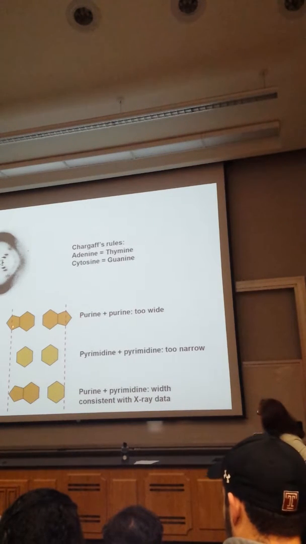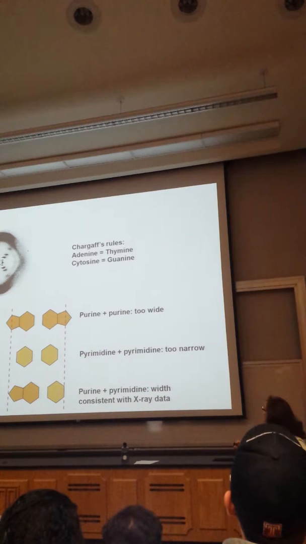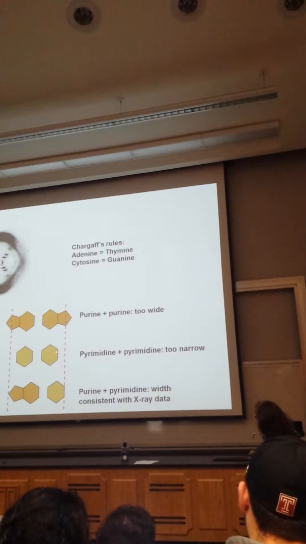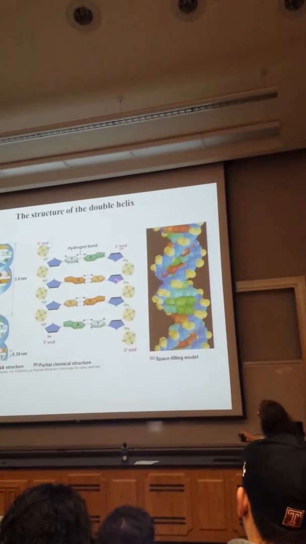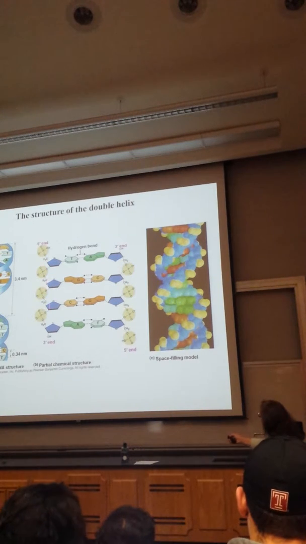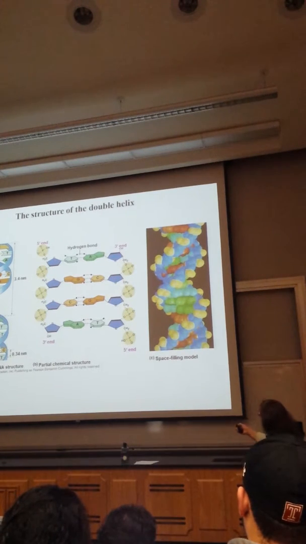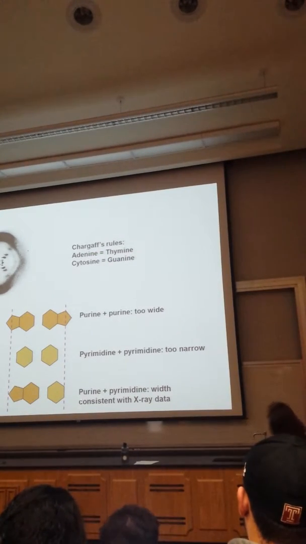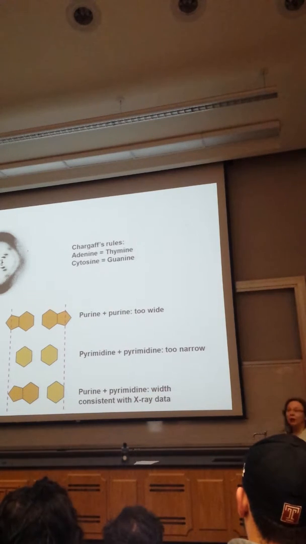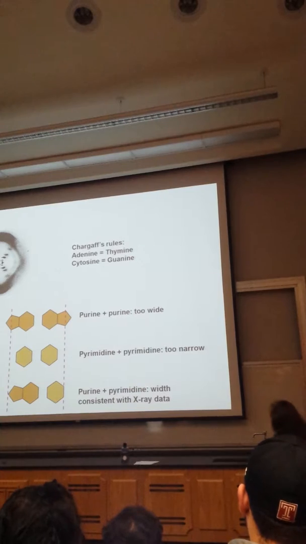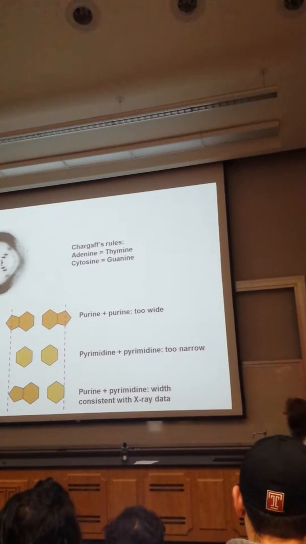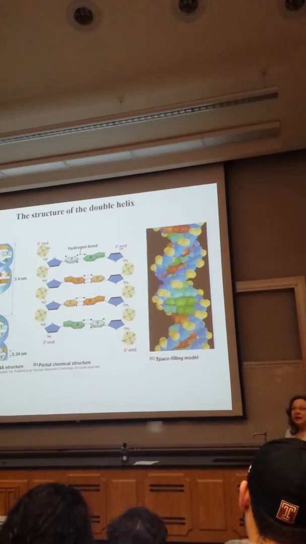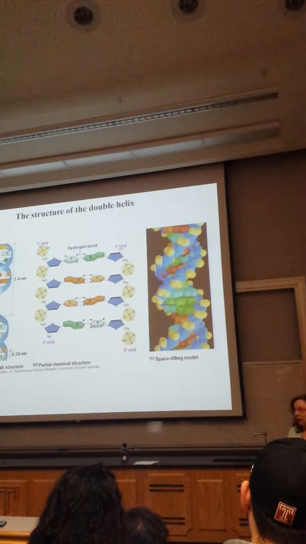to purine was just too wide for the measurements that were coming out in Rosalind Franklin's X-ray diffraction pattern. He knew that pyrimidine to pyrimidine would have been too narrow for the base pairing that would hold the two sugar phosphate backbones, or the two strands, together. But like Goldilocks and the Three Bears, purine to pyrimidine was just right. It was absolutely consistent with the X-ray data. And so that was how the final structure of DNA was established, by hook and by crook. Okay.